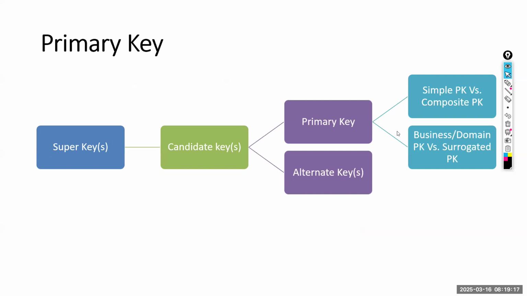Right. So then the primary key and related concepts. The concept of primary key and some related concepts. So our main concern is, yes, primary key, but you can see there are so many other related concepts. Super key, candidate key, alternate key, right? Then of course, categorization of primary key: simple versus composite, domain versus surrogate. So you must be familiar with these concepts.